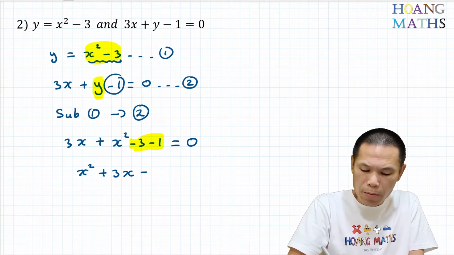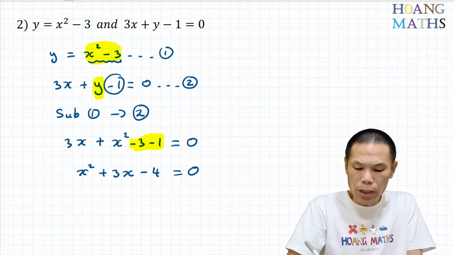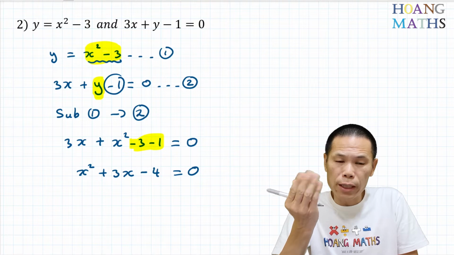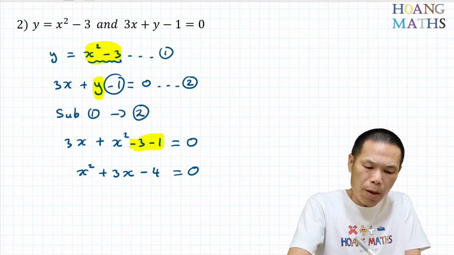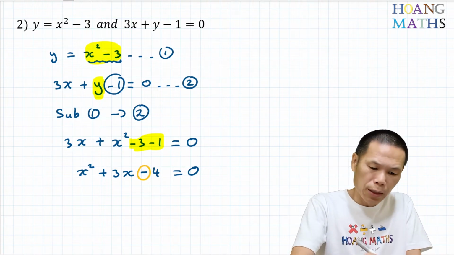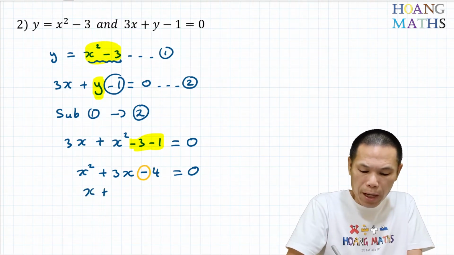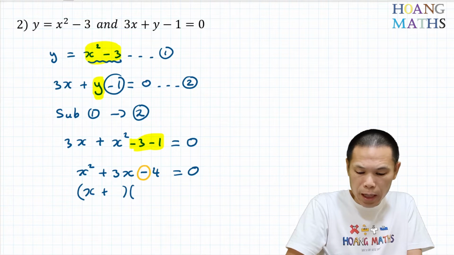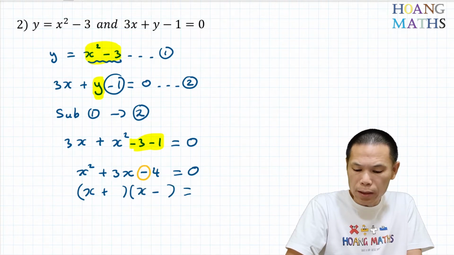So that will give me x squared minus 4 is equal to 0. Now we just need to factorize this. To factorize this, remember, this is a minus, so we have one plus and one minus. So we have (x plus)(x minus) is equal to 0.